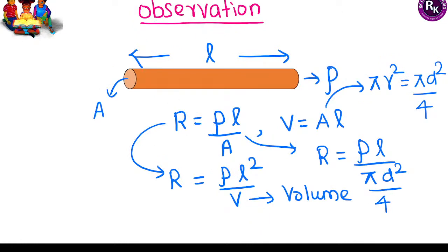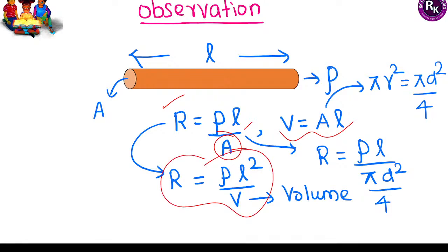Now some other observations about the resistor. First one, resistance can also be written as ρL/A in terms of its physical properties, and area can also be rewritten in terms of volume. We know volume V = A into L. From this, if you replace area by V/L, you will get this relation.